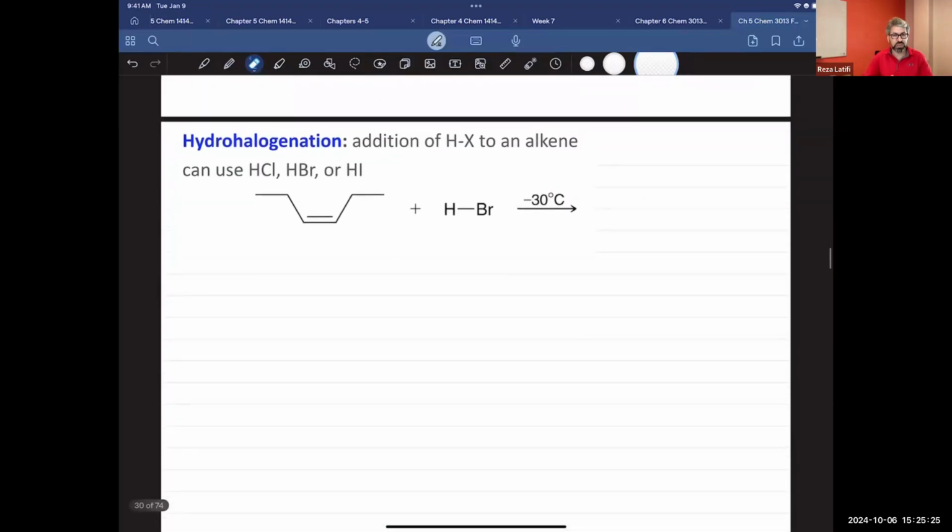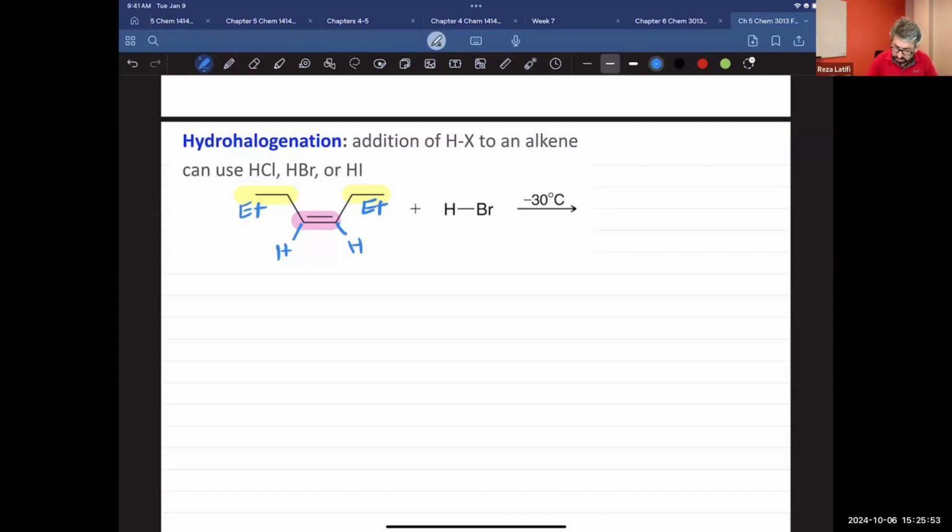Let's start with a simple case. We have a double bond that has two hydrogens on each carbon, and it has identical substituents. In this case, both of them are ethyl. Doesn't matter where to add the bromide. In this case, no, it doesn't matter.